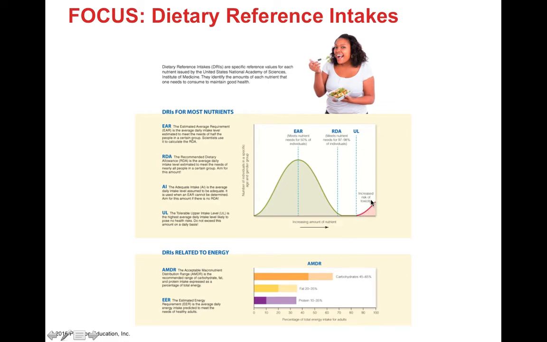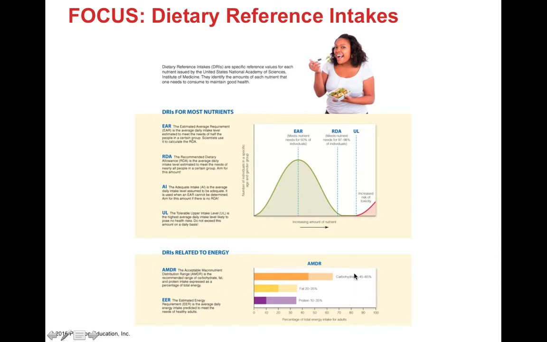As you can see, anything above that level will increase the risk of toxicity. And this graph shows you how it breaks down. So here is the EAR, when half of the individuals have met their nutrient needs. Here's the RDA, the recommended dietary allowance. AI is not depicted here. And here's the upper limit. Anything above that increases your risk of toxicity.